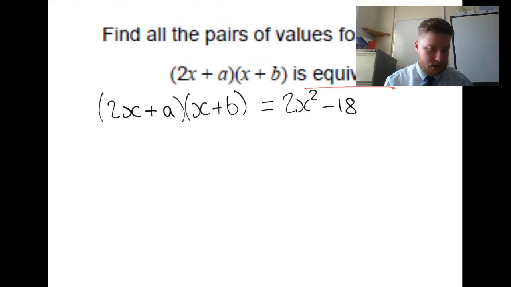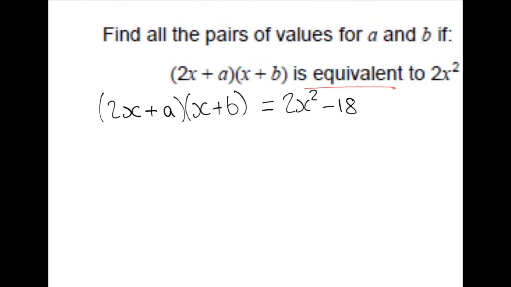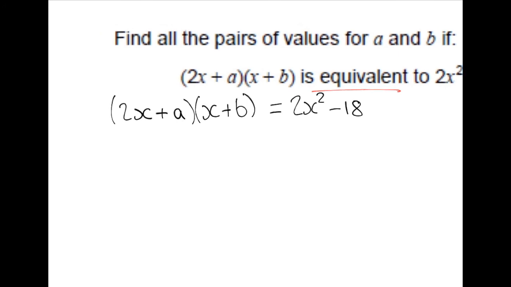Let's get rid of my webcam, that'll do. Okay, so (2x + a) multiplied by (x + b) is equal to 2x² - 18. Okay, that's the first step.